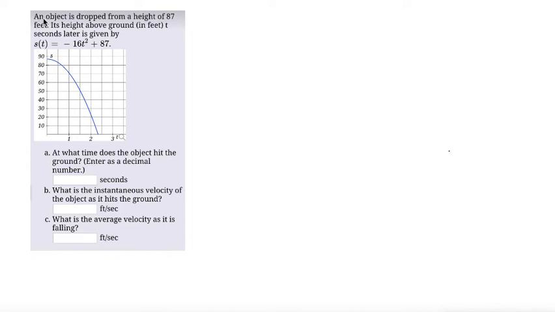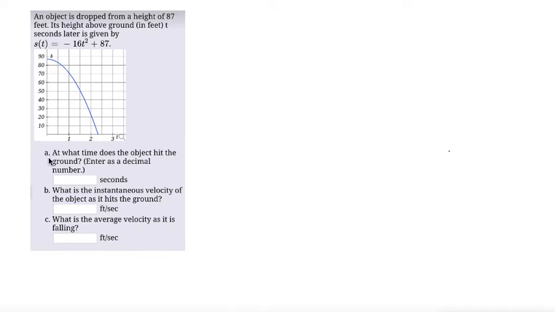This problem says an object is dropped from a height of 87 feet. So that means that the initial point up here, or the top height, would be 87. Its height above ground in feet t seconds later is given by the equation s of t is equal to negative 16t squared plus 87.